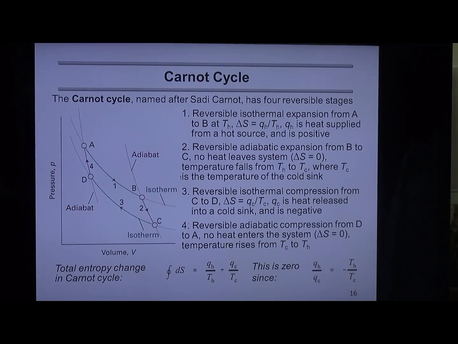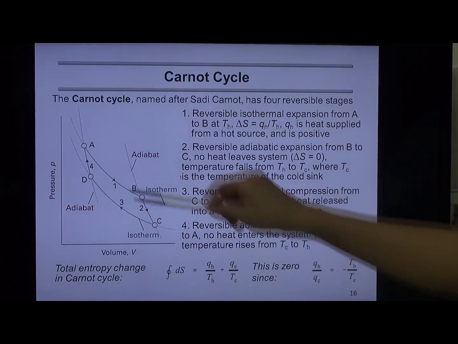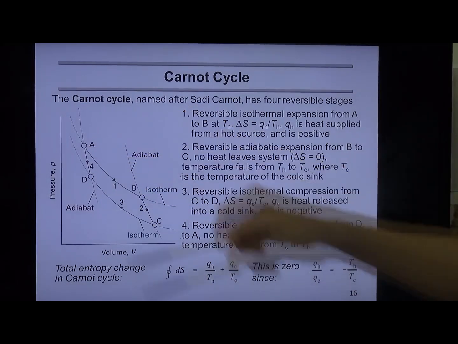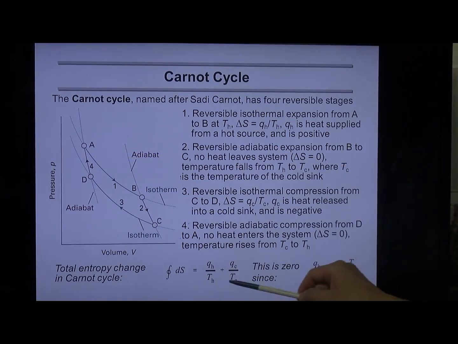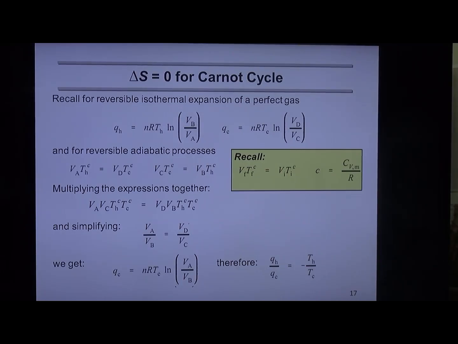Okay. Alright, it's done. So the overall entropy change during this Carnot cycle or Carnot engine should be the sum of these two. Okay? QH over TH plus QC over TC. Right? Simple. And we'll show that this is 0. Okay, let's demonstrate this. It's actually very easy.